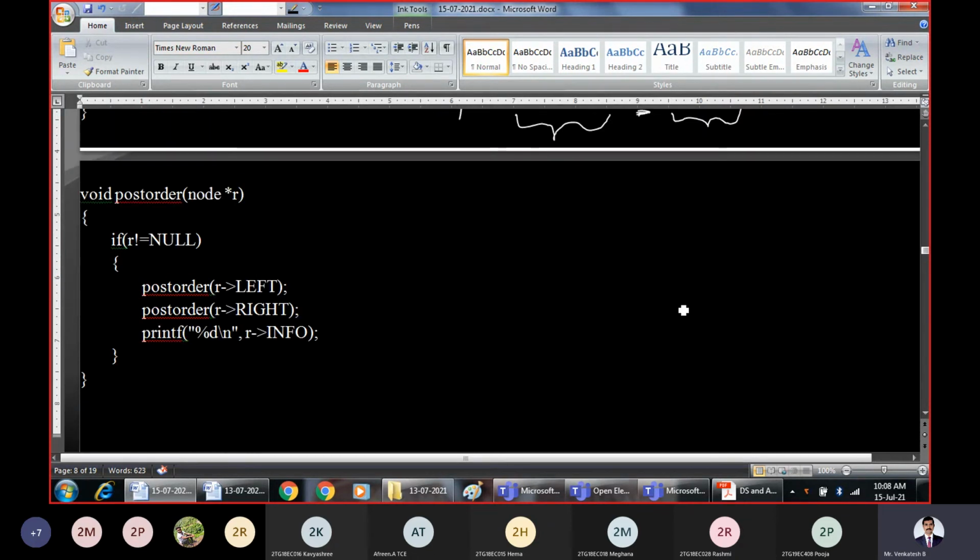Code to traverse the tree using in order traversal. Now let us see the post order traversal for the same tree. 1, 2, 3.